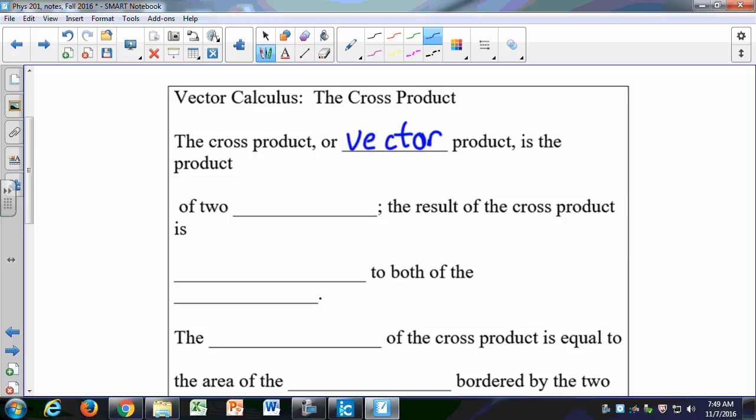Now remember, the dot product was called the scalar product, and the result of the dot product was a scalar quantity. So what do you think the result of the cross product is going to be? A scalar or a vector? A vector, right. So the result of the cross product will be a vector. It is the product of two vectors, and the result of the cross product is orthogonal to both of the vectors.